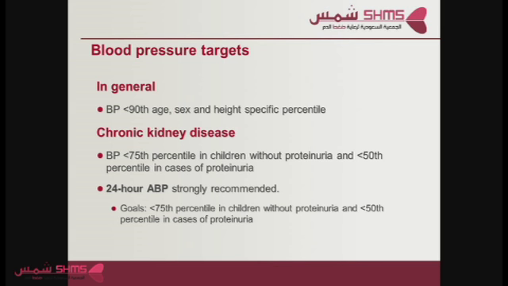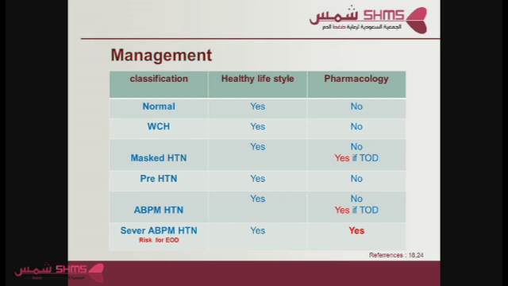So the target we should achieve is blood pressure below the 90th percentile for age, sex, and height. In chronic kidney disease, we follow you in adults. We are your kids. But we take centiles: less than the 75th centile in children without proteinuria, or less than the 50th percentile if they have CKD with proteinuria. 24-hour ambulatory blood pressure is strongly recommended, and this is how we manage the ambulatory blood pressure.